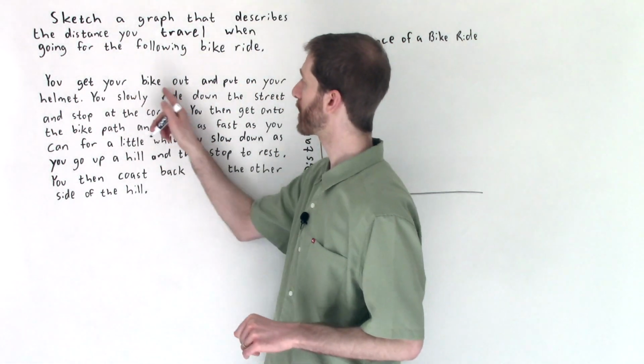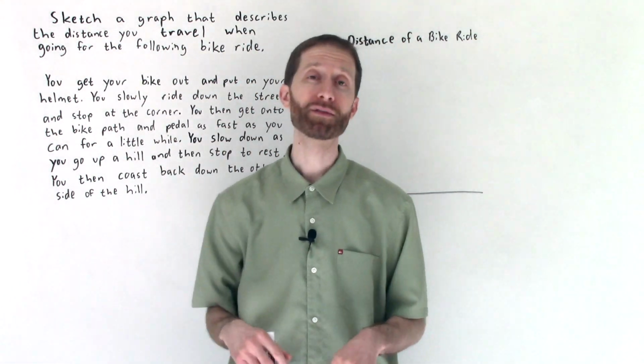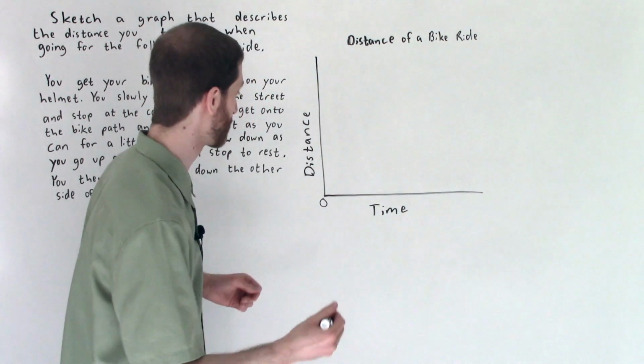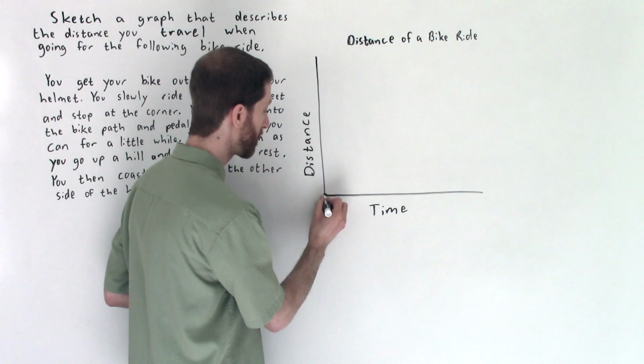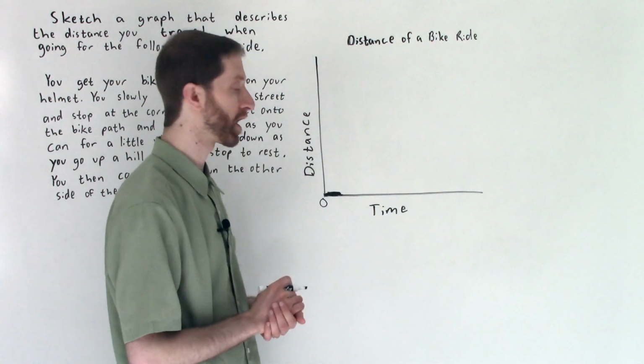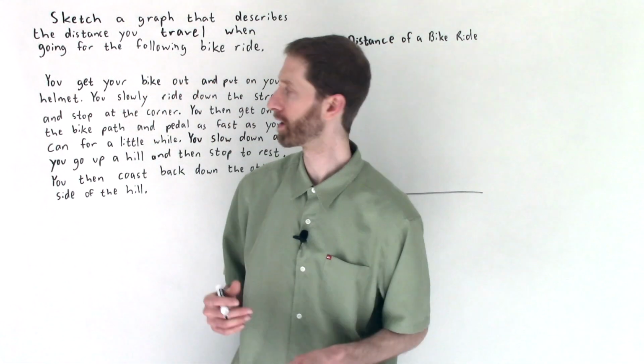So we'll start with you get your bike out and put on your helmet. Well, that means that we're not going anywhere, right? We're not accumulating distance if we're just putting our helmet on. So I'll start here. Time goes on. I'll make that extra thick. So a little bit of time has gone on. We're just chilling out, getting our bike ready, getting ourselves ready.